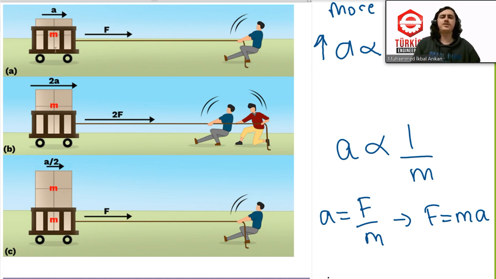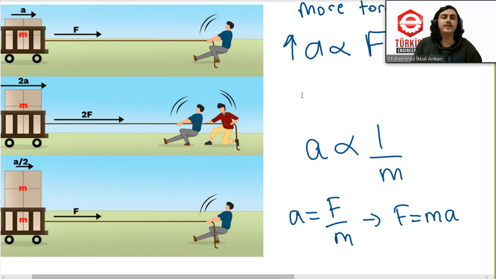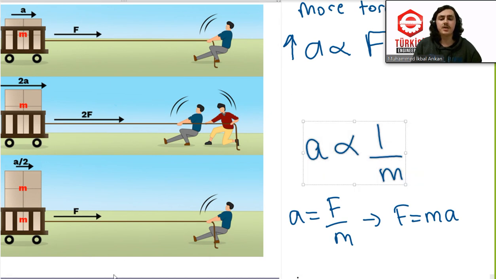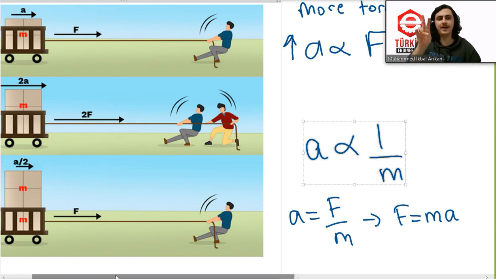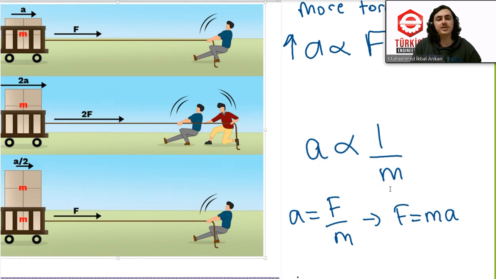So what will you see? Actually, the acceleration will be half. So when you double the mass, you will get half of the acceleration. That means they are inversely proportional to each other in the first order, because you are doubling one, multiplying by 2, and the other one will be divided by 2. So that means they are in the first order.